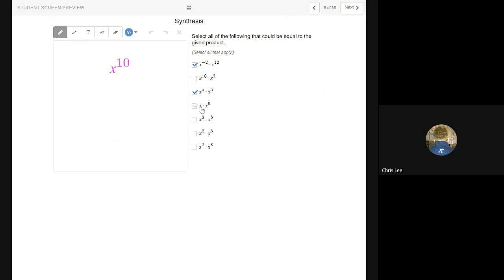This is an interesting one. Is there an exponent on x? Doesn't look like it. So if you don't see an exponent on x, it means x to the power of 1. You're not really multiplying it by anything. It's just x. So it's x to the power of 1. So if this is x to the power of 1 and this is x to the power of 9, do those exponents add up to 10? Yeah. So that one should work.